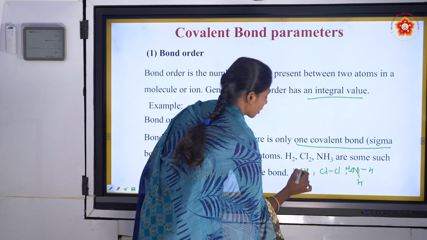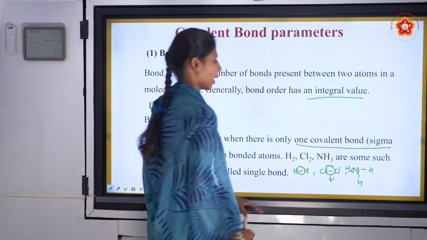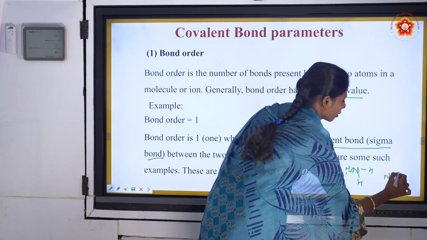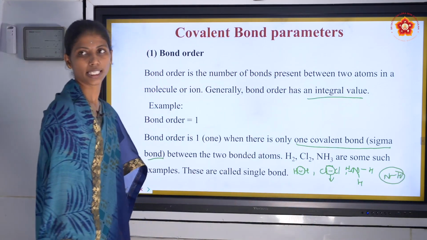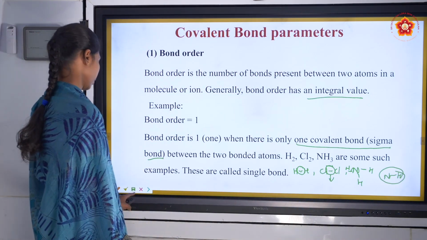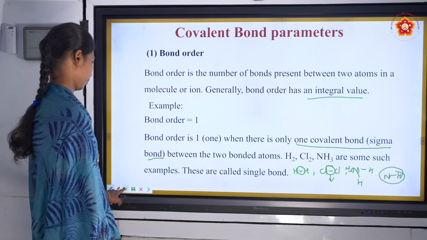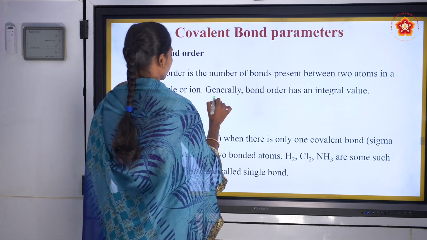See here how many bonds are there? Only one bond. Here also one bond. It is known as sigma bond. Here in NH3 a total of 3 bonds are present, that we know as sigma bonds. These are called single bonds. Next we take another bond order, 2.